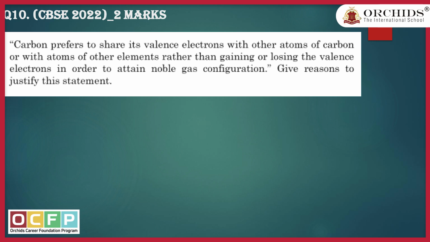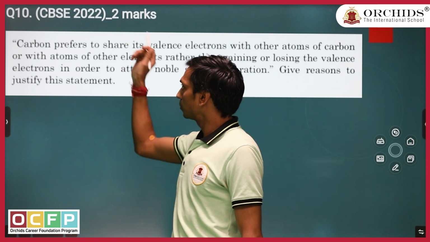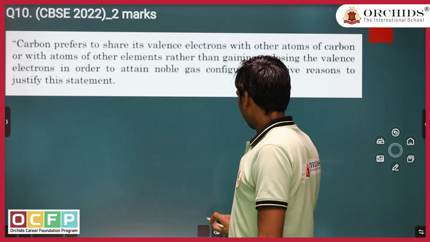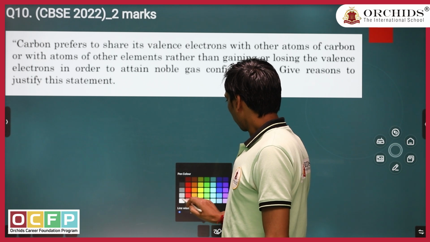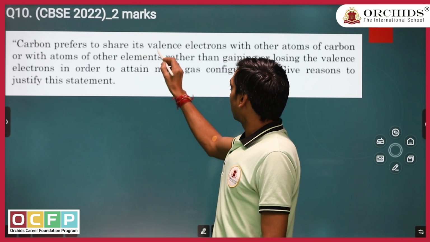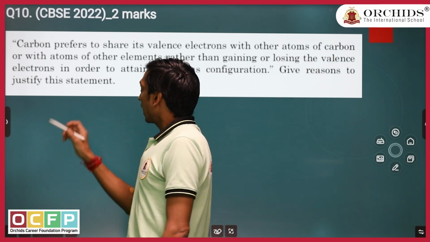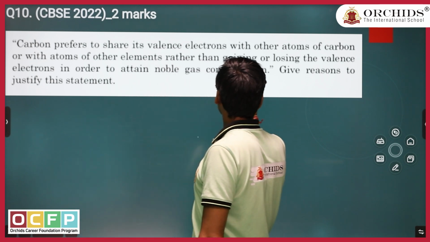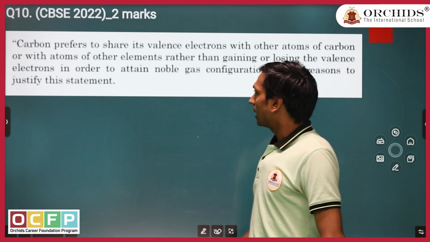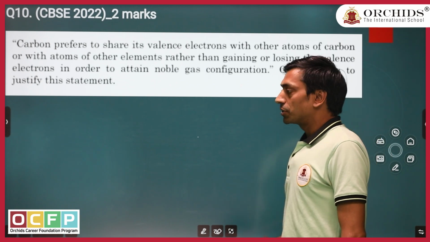Next, now we are having 2-mark questions. So question number 1, that is from the 2022 paper, and the question says that carbon prefers to share its valence electrons with other atoms of carbon or with atoms of other elements rather than gaining or losing the valence electrons in order to maintain the noble gas configuration. Give reason to justify this statement.